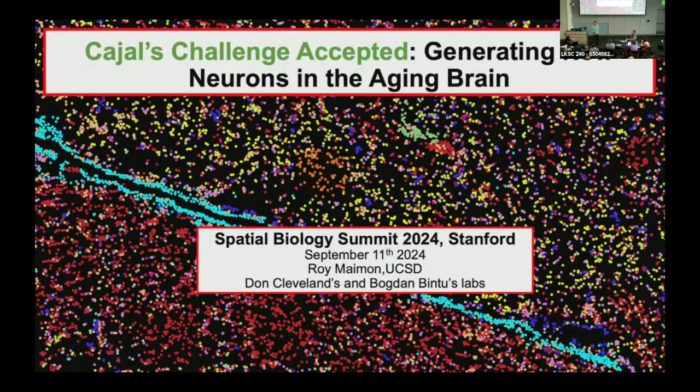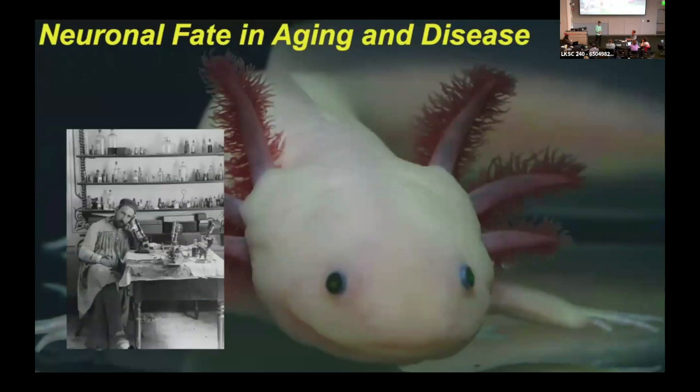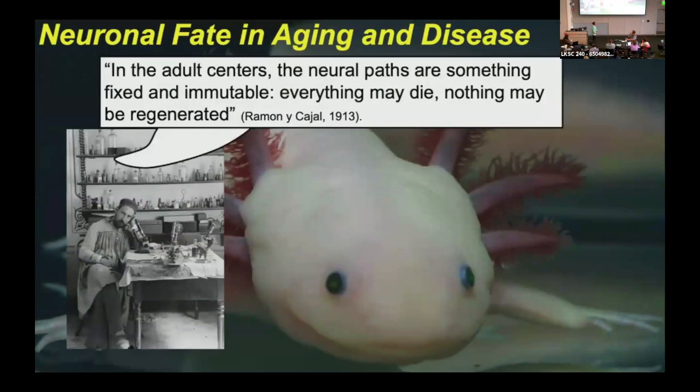And I would really like to start with this fascinating animal, the axolotl. I hope you know it. For me, it's very inspiring because you could really take half of its brain out and it will fully regrow. Unfortunately, it's not the case in mammals and in human. And as Ramon Cajal, the father of neuroscience, stated in 1913, the neuronal paths are something fixed and immutable. Everything may die, nothing may be regenerated. And that's why neurodegeneration is known to be irreversible.